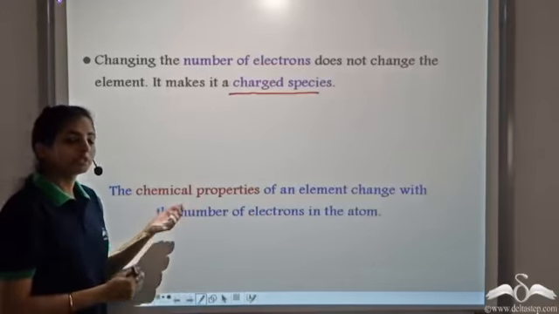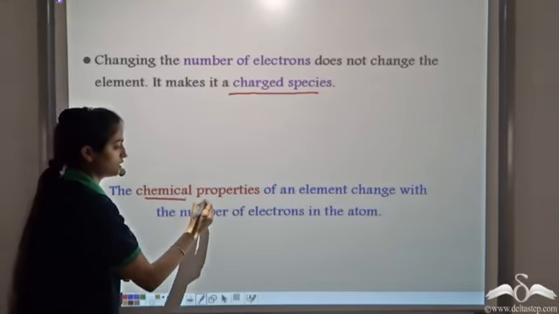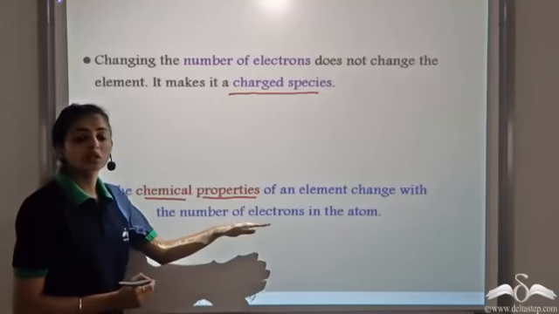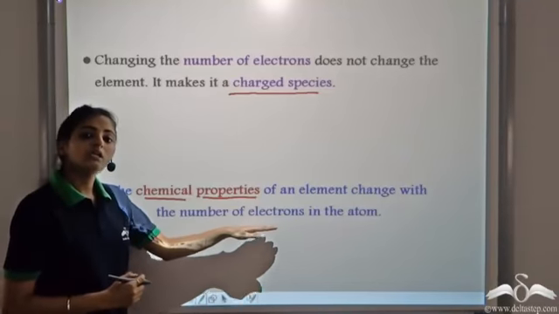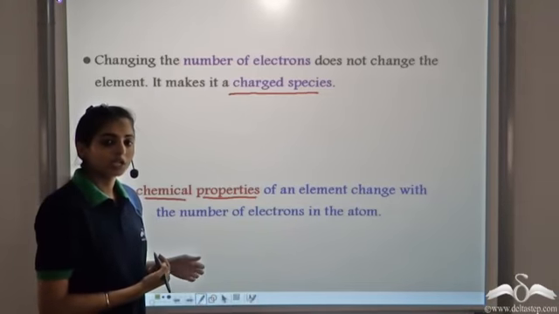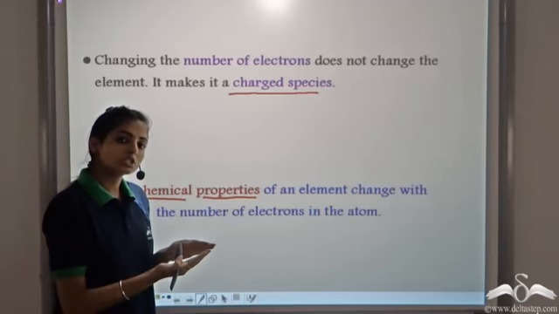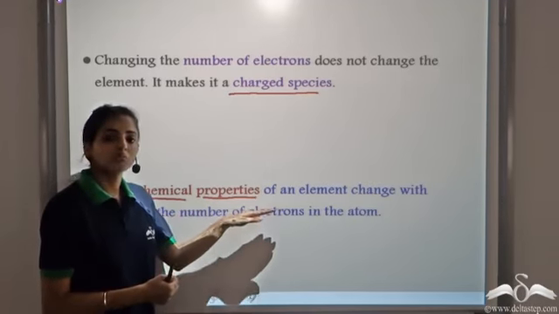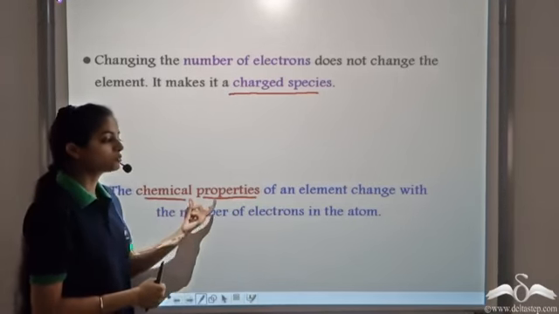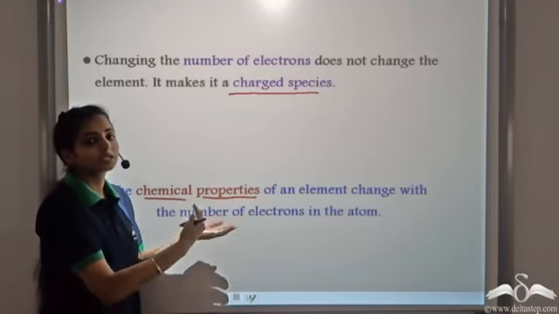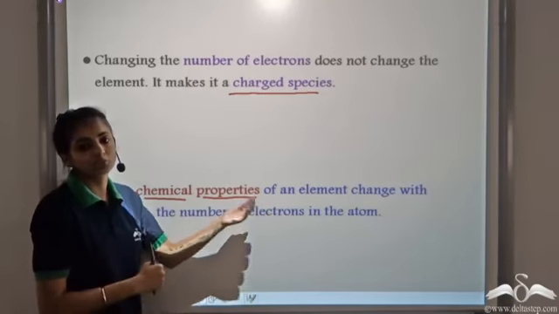The chemical properties of an element change with the number of electrons. We know that the electrons participate in the chemical reaction. So if the number of electrons changes, the chemical properties of an element also change. So the chemical properties of all elements depend upon the electrons that are present in the element.